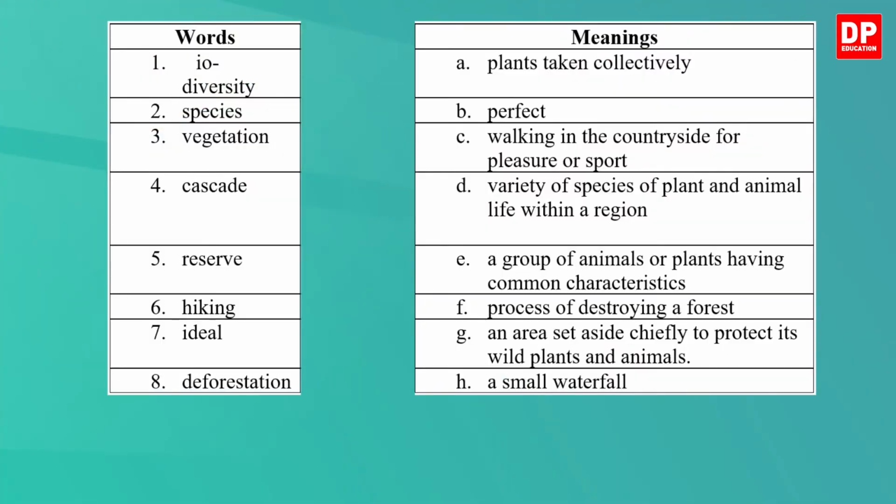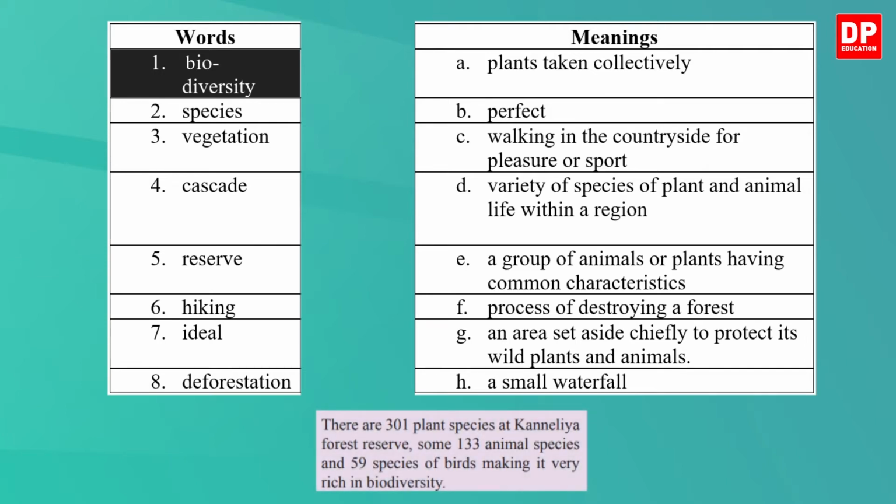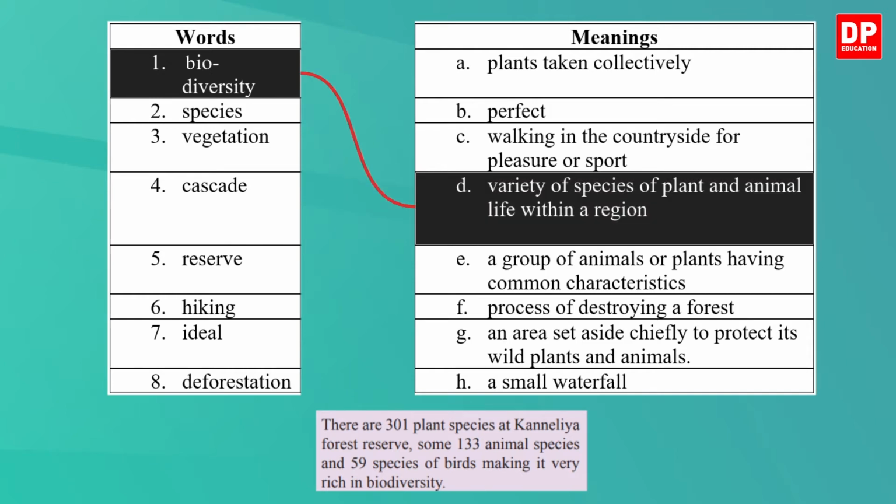Okay, let's see how you have done it. There are 8 words here. First one is biodiversity. It's the third subtopic on the brochure. Below the subtopic biodiversity, there is a description of the variety of plants, animals and birds in Kanneliya. Okay, can you guess the meaning of biodiversity? It is variety of species of plant and animal life within a region. So for the first one, the answer is D.